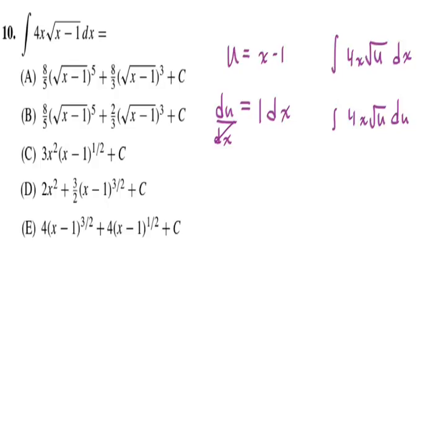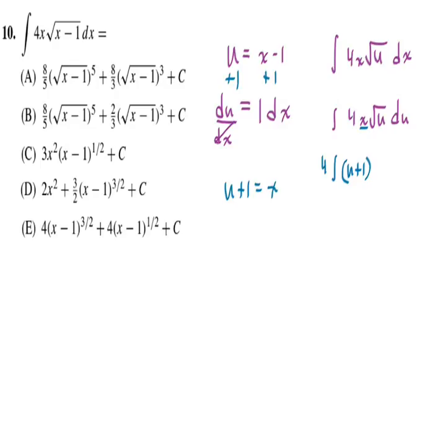So all we got to do is add 1 to both sides. So we're going to add 1 here and add 1 here. So we get u plus 1 equals x. Oh wait, let's plug that in and see what it looks like. Oh, this 4 is a scalar, so we can move him out. So let's go ahead and move him out. And for this x, I'm going to plug in u plus 1.